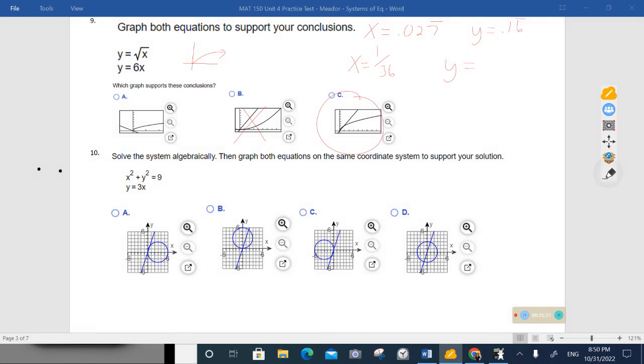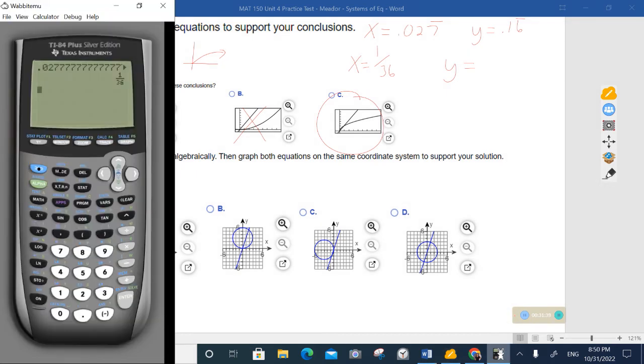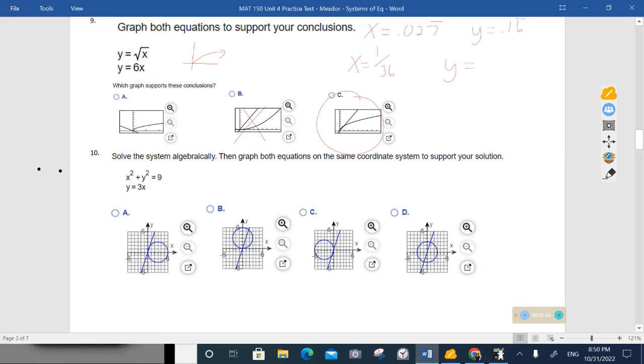And then if I go back and I type in 0.16 and go 6 all the way to the end of the screen, you can even go a little further, math, enter, enter, you get 1/6. So you have 2 points where these graphs cross. We have 0, 0, and we have the ordered pair 1/36, comma 1/6.